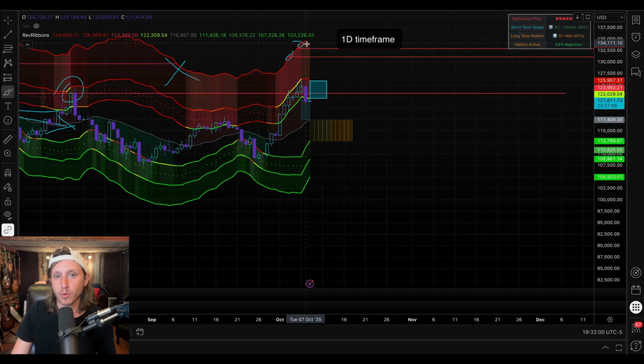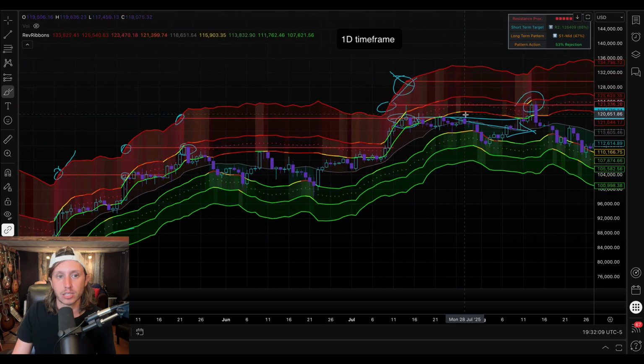However, I am still having a bit more upward bias until that happens, at least to 131K, or 132, 133 area. So that's the general upside targets based on that.